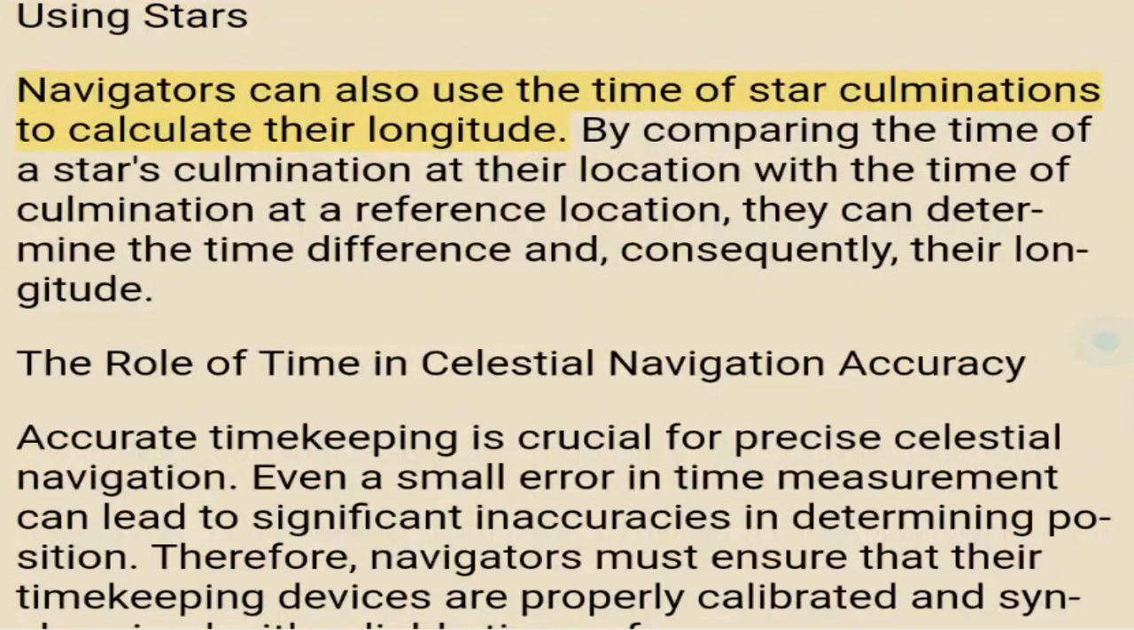Using stars. Navigators can also use the time of star culminations to calculate their longitude. By comparing the time of a star's culmination at their location with the time of culmination at a reference location, they can determine the time difference and, consequently, their longitude.